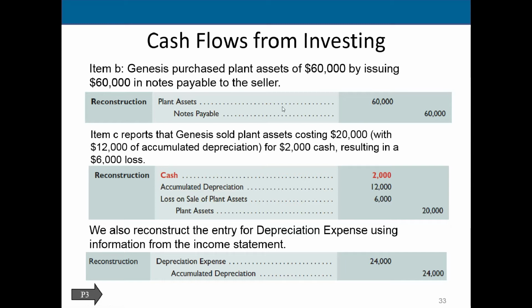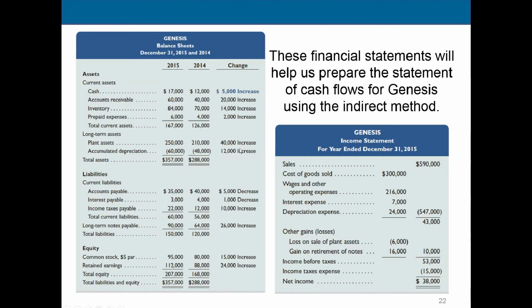No. Okay, I'm done. I don't care about it anymore because there's no cash, so I'm not even going to fool with it. But then item C reports that we sold plant assets costing $20,000. You see what happens? I put $60,000 on the books. I took $20,000 off the books, and that's why we had a $40,000 change in that plant asset account. Okay? Do you remember that? Let's look at it. $40,000 change in plant assets.